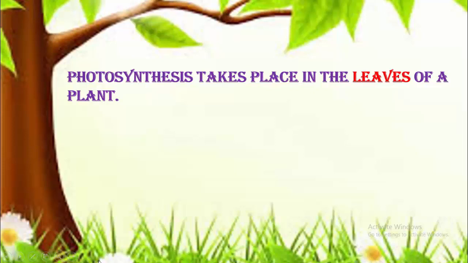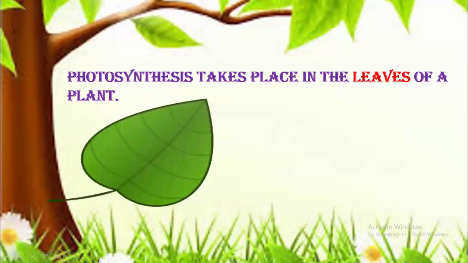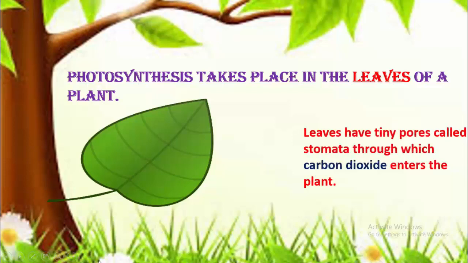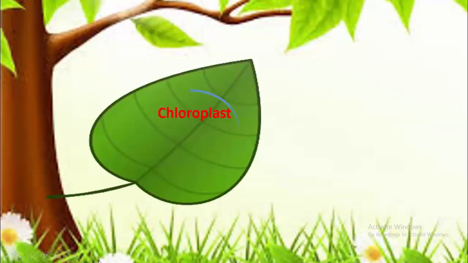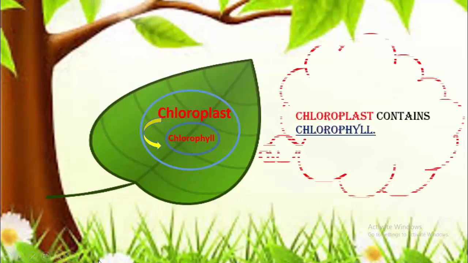Now let's see in detail. Photosynthesis takes place in the leaves of a plant. Means the leaf is a very important part of the plant to carry out the photosynthesis process. So leaves have teeny pores called stomata through which carbon dioxide enters the plant. Now this also contains chloroplast, and this chloroplast contains chlorophyll, which is very important in the process of photosynthesis.